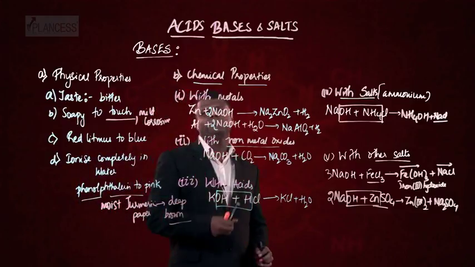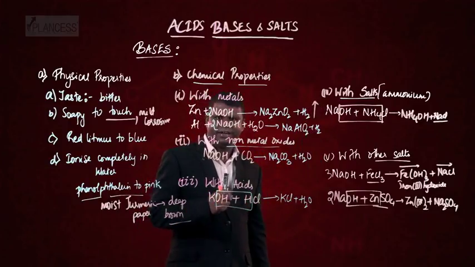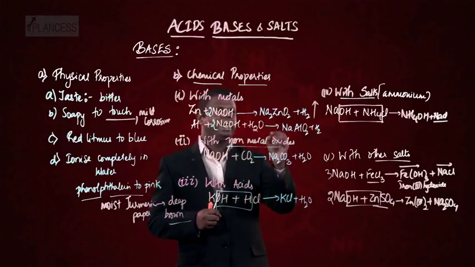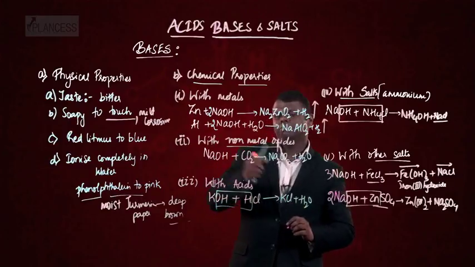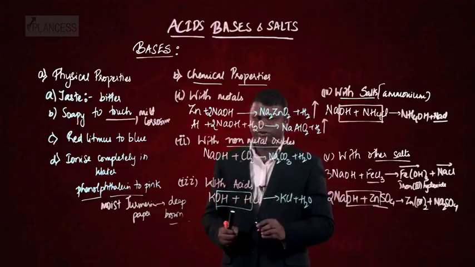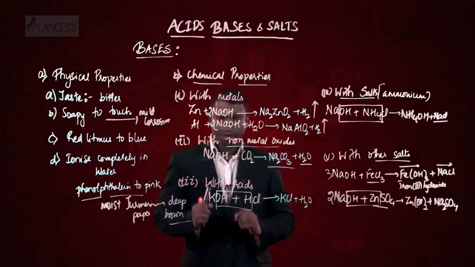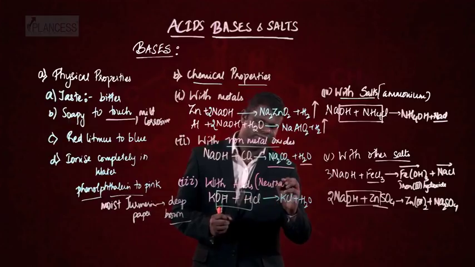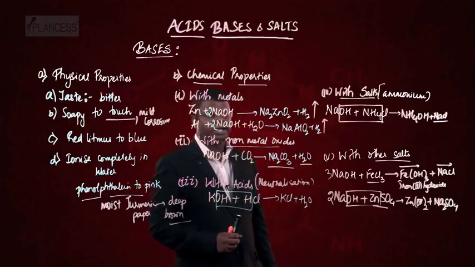Then we started with chemical properties. With metals, it releases or liberates hydrogen gas. So with zinc and aluminium, it forms sodium zincate and sodium meta-aluminate, releasing hydrogen gas. With non-metal oxides like carbon dioxide, it forms sodium carbonate and releases water molecule. With acid, it undergoes simple neutralization reaction to form salt and water.